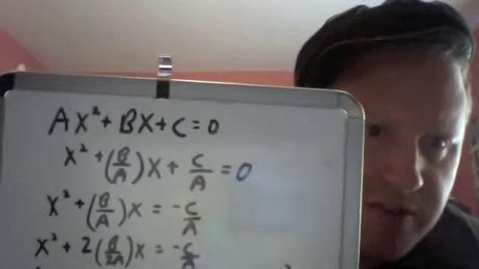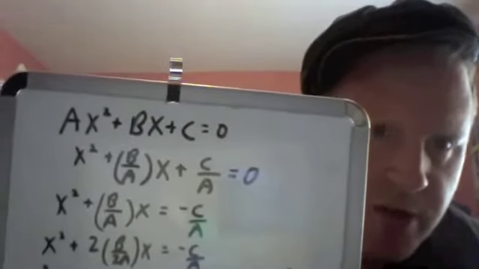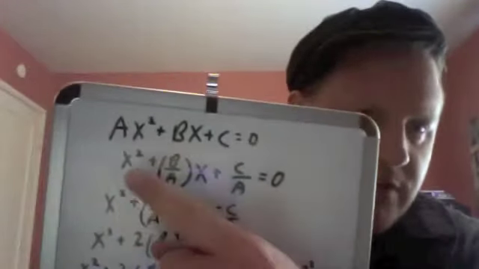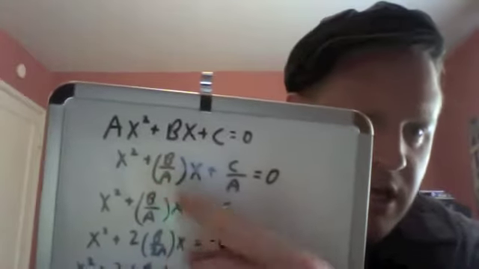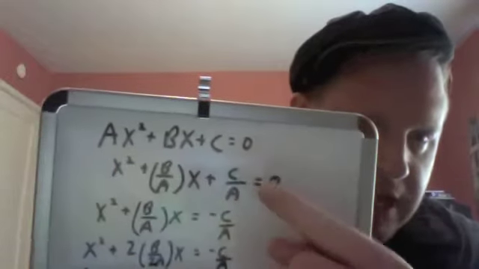Remember, a cannot be 0 in this. We're not going to be dealing with any first degree polynomials or binomials. We're going to be dealing with second degree only. And obviously the reason why a cannot be 0 is that we're going to have to divide by a on both sides of the equation to try to isolate x.